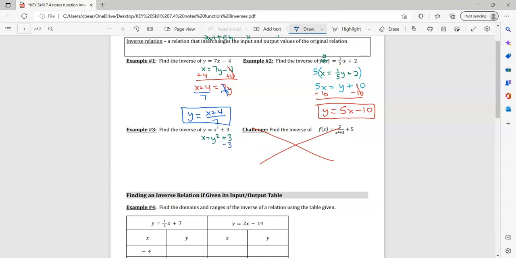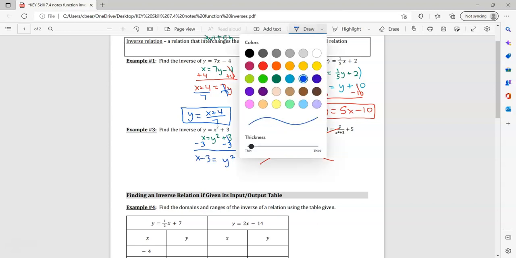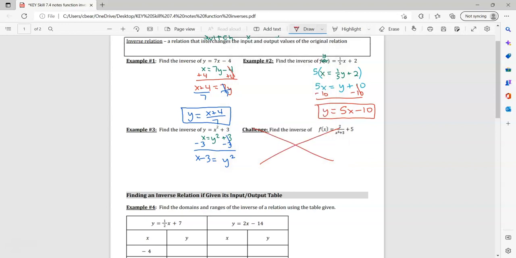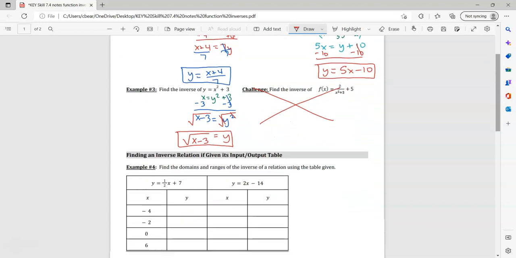So we take away 3 on both sides. And we get x minus 3 equals y squared. And since we don't want y squared, but rather we want y, we have to take the square root of both sides. Square root cancels with the square, so we get that y is just square root of x minus 3. All right, so that's how we do it with equations.